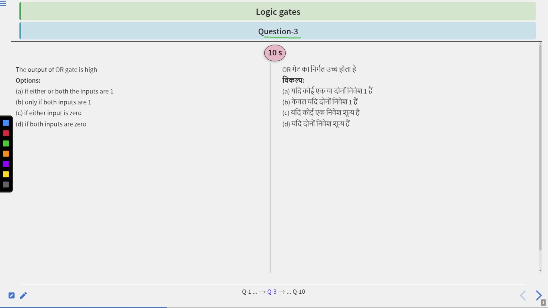Question third. The question is, the output of OR gate is high. Option A, if either or both the inputs are 1. In that case, the output of OR gate is high. Option B, only if both inputs are 1. Option C, if either input is 0. And option D, if both inputs are 0. So which option is correct? Option A, option B, option C, or option D? You have 10 seconds to solve this question. After 10 seconds, we will provide the solution of this question.